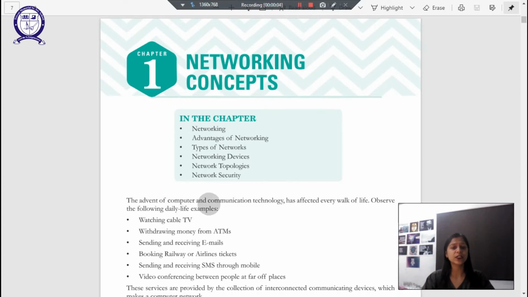The advent of computer and communication technology has affected every walk of life. Well, we cannot deny that fact at all. For example, day-to-day examples of our using computers and devices can be watching cable TV, withdrawing money from ATMs, sending and receiving emails, booking online tickets, whether for railways or airlines, sending and receiving SMS through mobile. So all these things are an example of how various systems, which can be mobile, computers, servers, are connected using wires or wireless technologies. So today we will learn about those technologies, right?